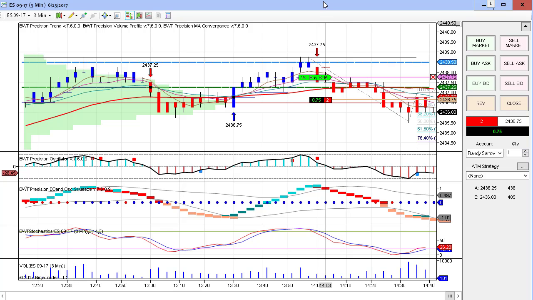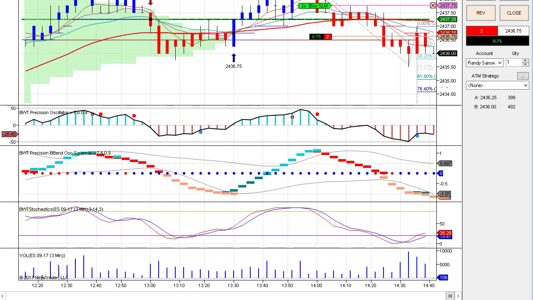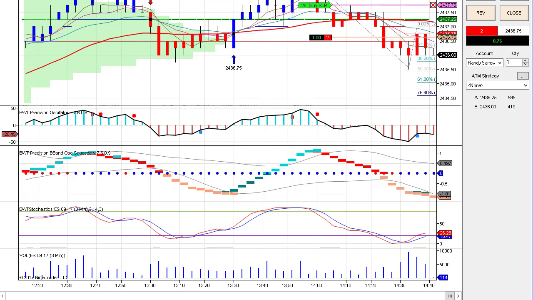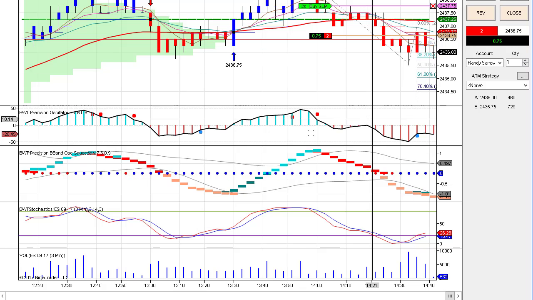So again, I drew my Fibonacci extension, and we'll take a look at that here. Looking for a drop to the 3450 area.